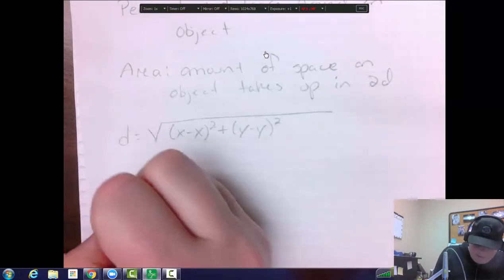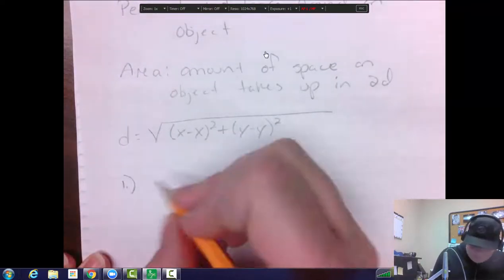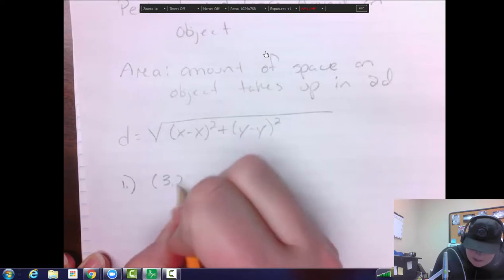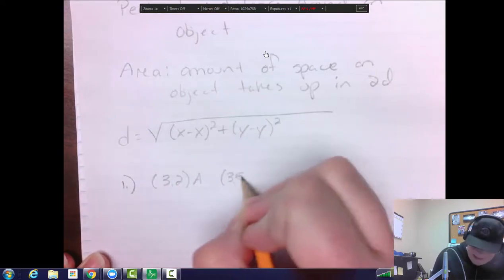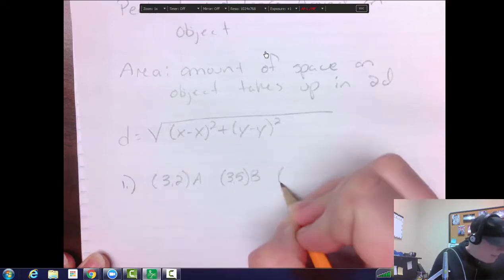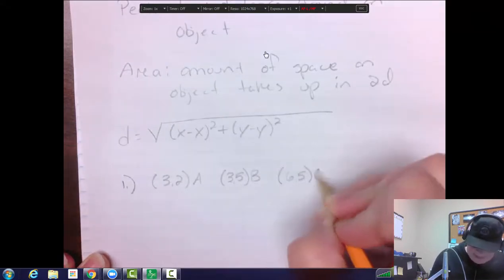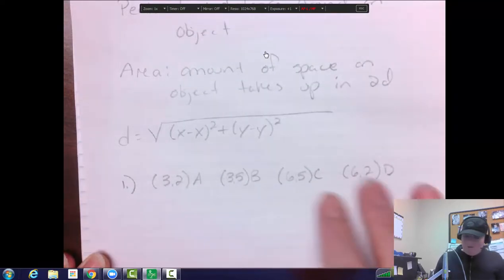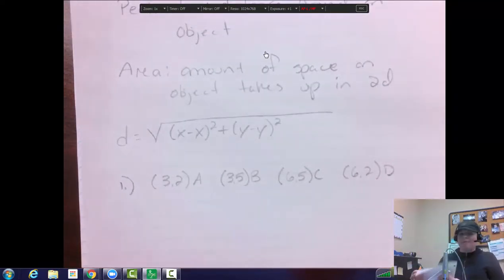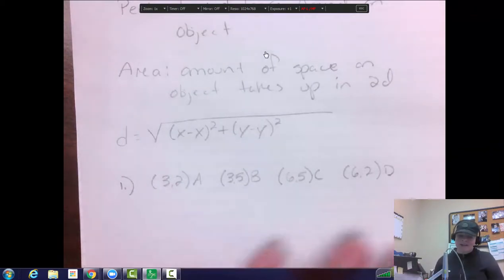So let's look at our first example here. What if I have the points (3, 2), we'll call that point A, and the point (3, 5), and that's point B, the point (6, 5), and that's point C, and the point (6, 2), and that's point D. So there's my 4 points. I'm going to grab some graph paper. What's the perimeter and what is the area of these 4 points?